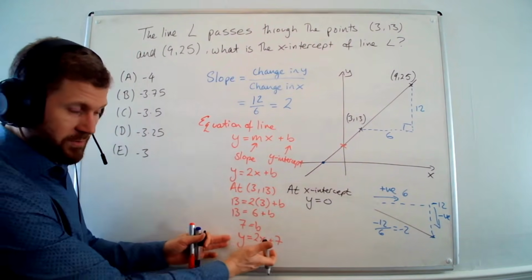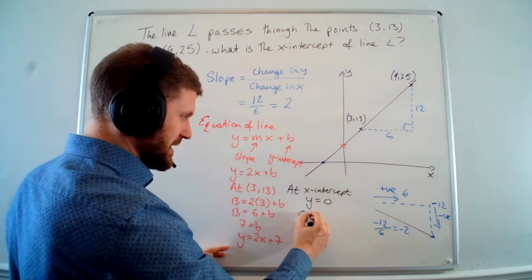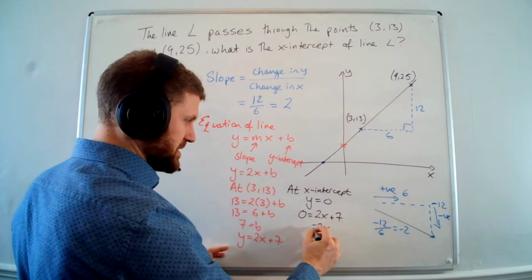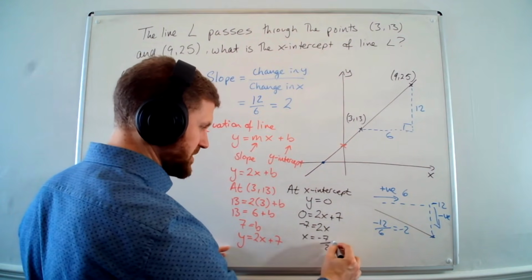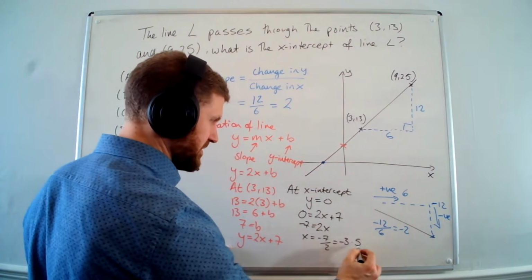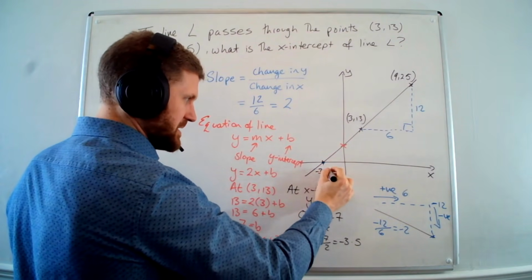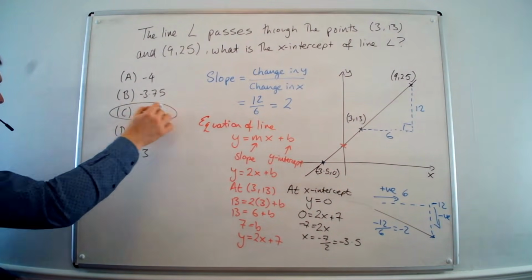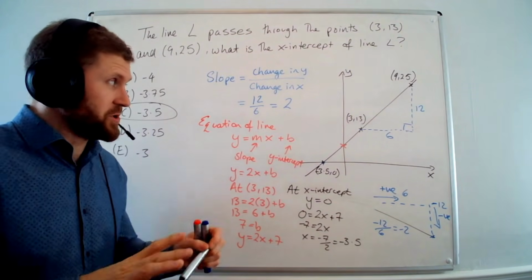So what we can say is we've got our equation here. If I put y equals 0 into this equation, I'll have 0 is equal to 2x plus 7. So 2x is equal to -7, and x is equal to -7 over 2, which is -3.5, which means the coordinates of our x-intercept are (-3.5, 0). In other words, answering this question, the correct answer here is going to be C. All right, so a bunch of steps there.